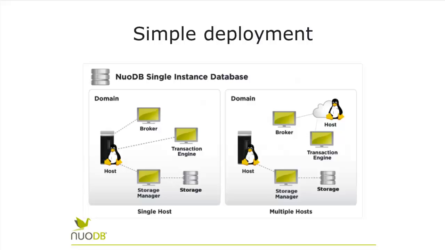Now, you can deploy a database on a single host, or you can distribute a database across multiple hosts. The left-hand side of this slide represents a single host deployment where a broker, a transaction engine, and a storage manager all live on a host machine within a local data center. The right-hand side splits up the deployment between the cloud and the local data center, where the cloud is hosting a broker and a transaction engine, and the data center is hosting the storage manager and a file system.